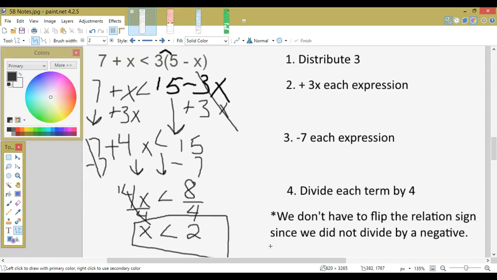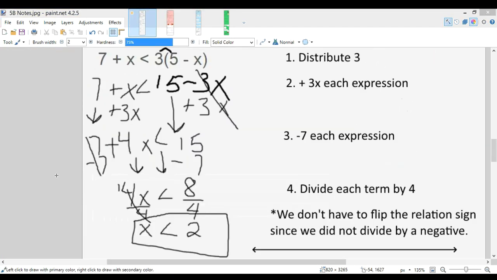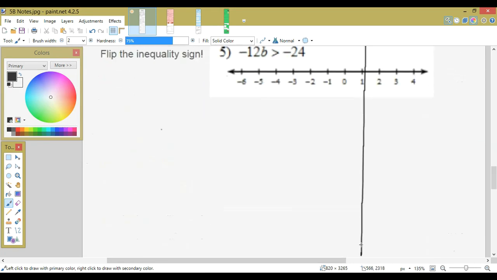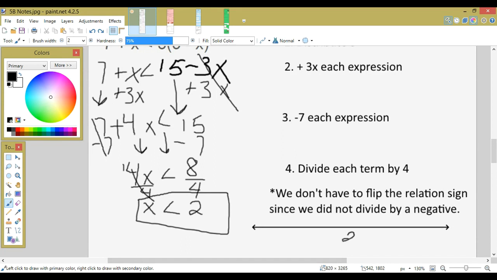On the number line, it would look like this. We'll put a 2, and we'll put a hole above it. Since there's no line, the arrow is pointing this way, so we shaded the left side.